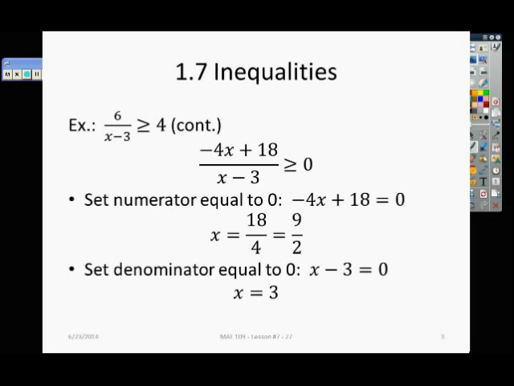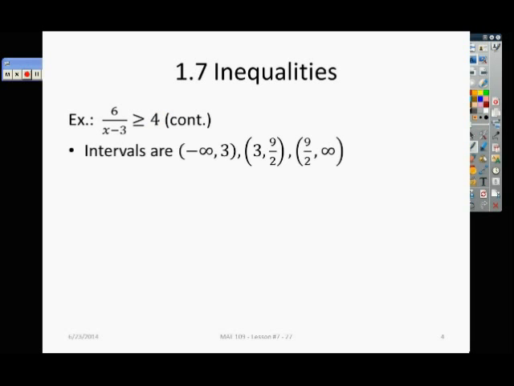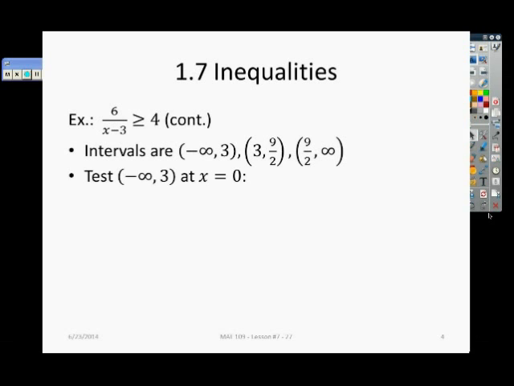I next need to test points in each of those 3 intervals to see whether my inequality up here is true in that interval or is false in that interval. Those are my breaks. Let's test. From those breakpoints, I get these three intervals. First interval goes from minus infinity to 3. The second one from 3 to 9 halves. The last one 9 halves to infinity. So let's pick a point in each one. If we take the minus infinity to 3 interval, the best point to pick within that interval is x equals 0. Easy to solve.